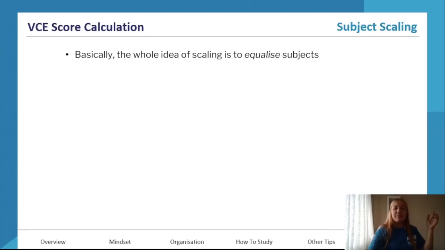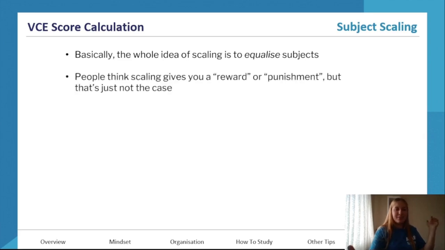So basically, the entire idea of scaling is to equalize all of our subjects. People think that scaling gives you a reward or a punishment, but it's completely not the case. It just makes it fair, guys. And it doesn't have a significant effect on your ATAR either. When subjects are scaled down, they're not scaled down heaps, but you do have some subjects that get scaled up by so many marks, so in that case it's potentially more likely to benefit you.